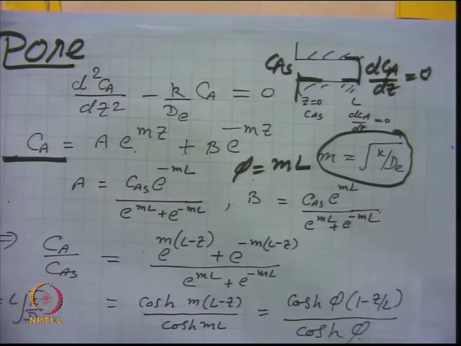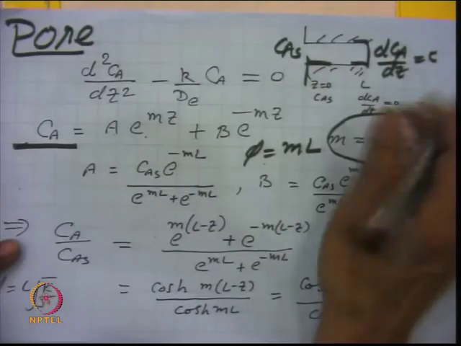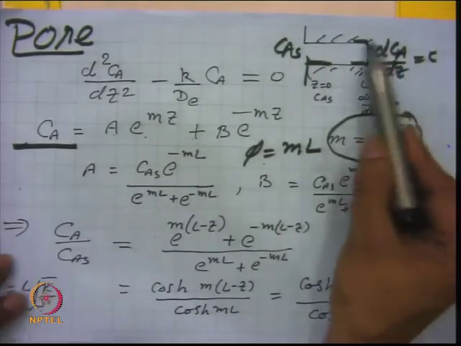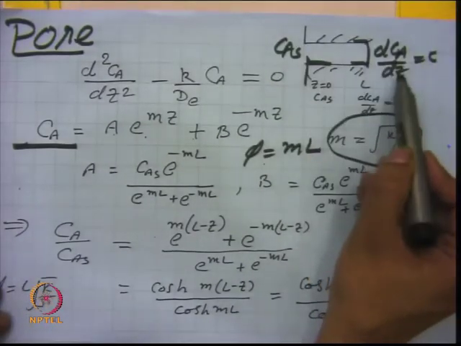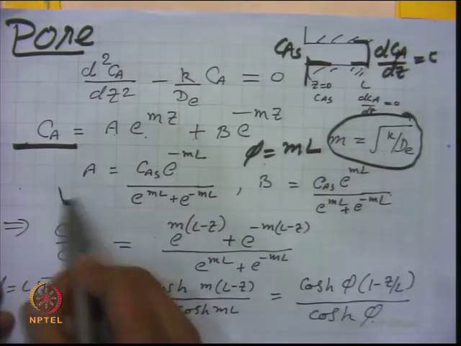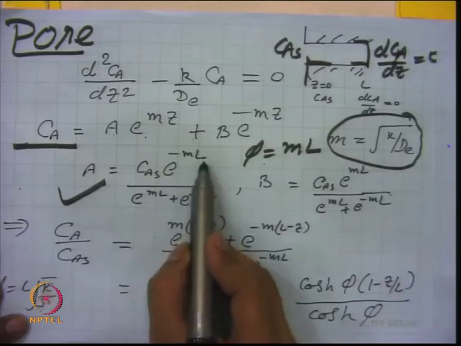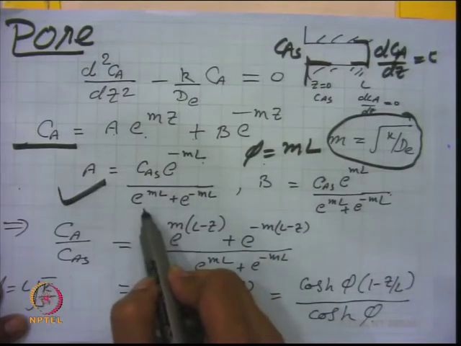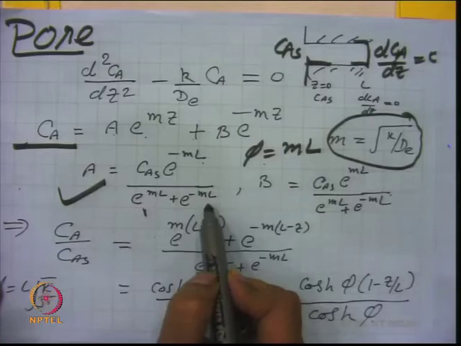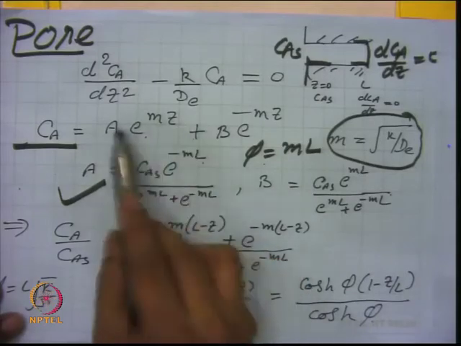There we said at the center the C A is finite, one can write d C A by d R is 0 also because of symmetry, right. So, this equation which is now second boundary condition d C A by d Z is 0 at z is equal to L. So, you have two equations, two unknowns. So, A is C S e to the power minus m L divided by e to the power m L plus e to the power minus m L. You need to solve these two equations.